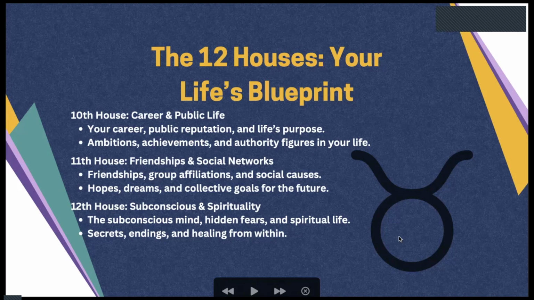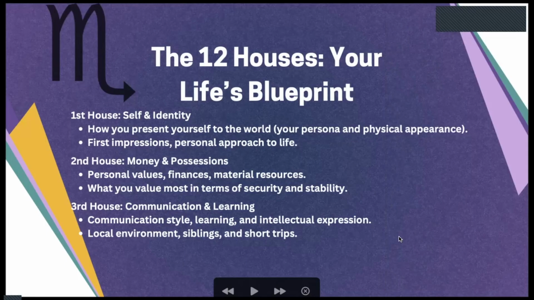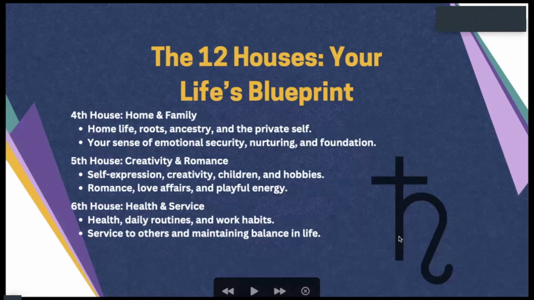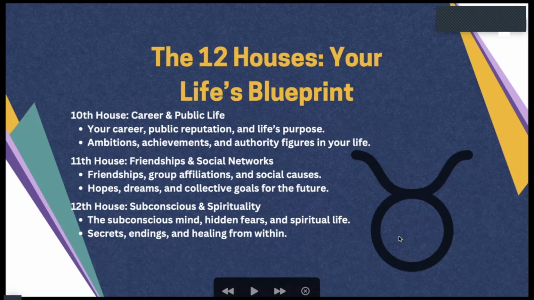Okay, so there you have it. We went over the first house of self and identity, the second house of money and possessions, the third house of communication and learning, the fourth house of home and family, the fifth house of creativity and romance, the sixth house of health and service, the seventh house of partnerships and relationships, the eighth house of transformation and shared resources, the ninth house of philosophy and higher education, the 10th house of career and public life, the 11th house of friendships and social networks, and the 12th house of subconscious and spirituality.